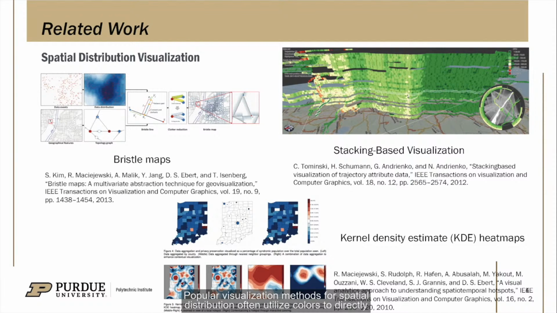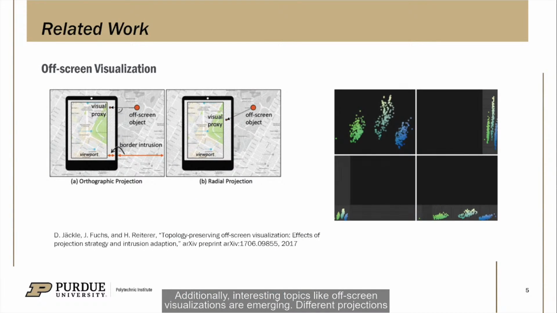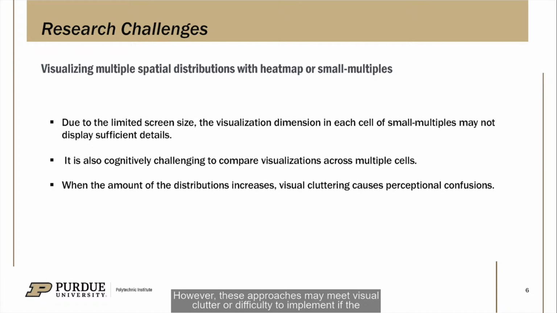Popular visualization methods for spatial distribution often utilize colors to directly encode data attributes, like densities and time series, then plot them spatially. Most of the approaches can be considered variations of heat maps. Some methods also seek solutions by abstracting data, like Bristol maps. Additionally, interesting topics like off-screen visualizations are emerging. Different projections aim to map off-bound objects into the display area for visual comparisons. However, these approaches may meet visual clutter or be difficult to implement if the number of distributions is large.